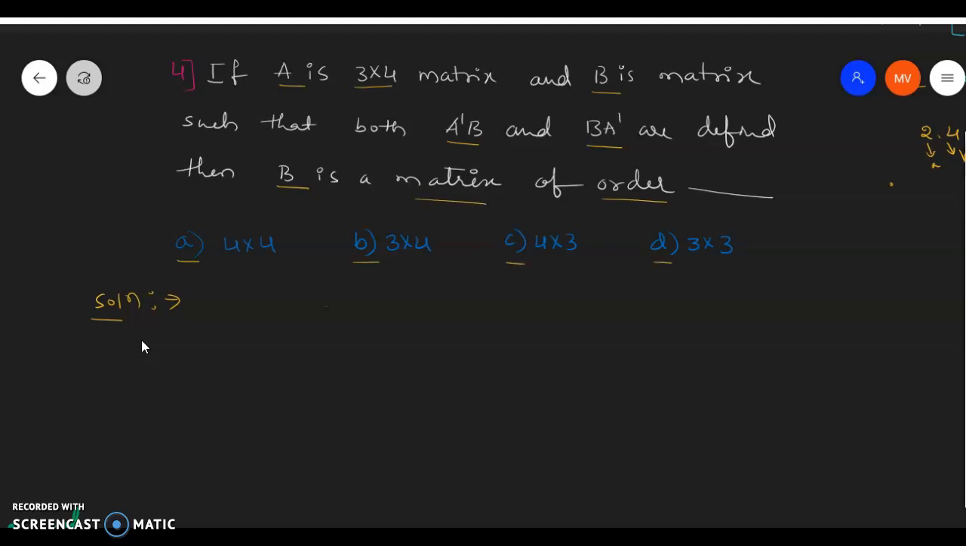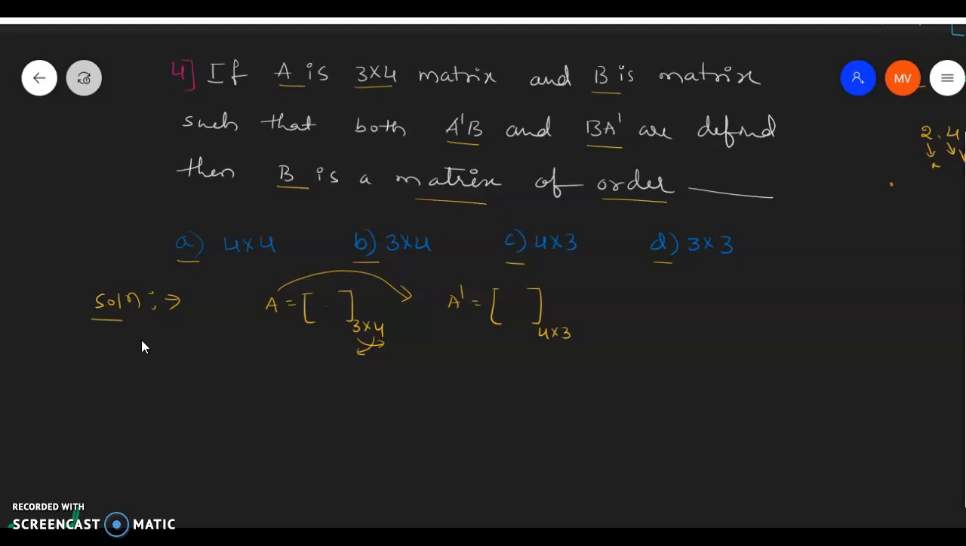Let me check. Since A is a matrix of order 3 cross 4, what will be its transpose? Let's check A dash. In a transpose matrix, the rows will become columns and columns will become rows. Everything will get interchanged. That is, it will become 4 cross 3. Rows will become columns, columns will become rows.